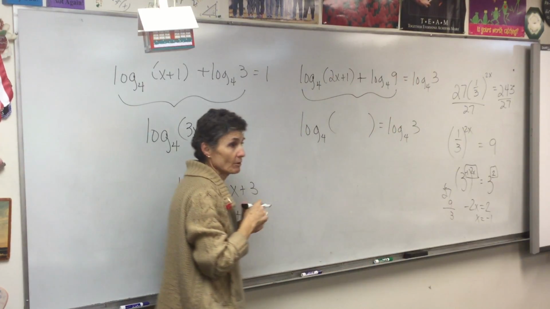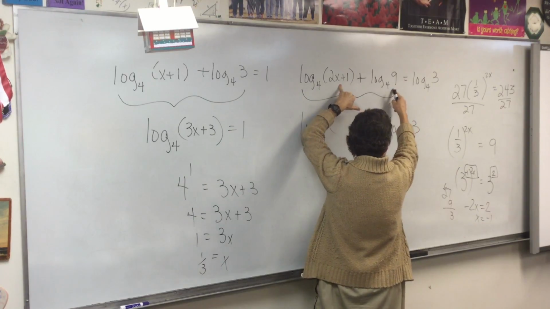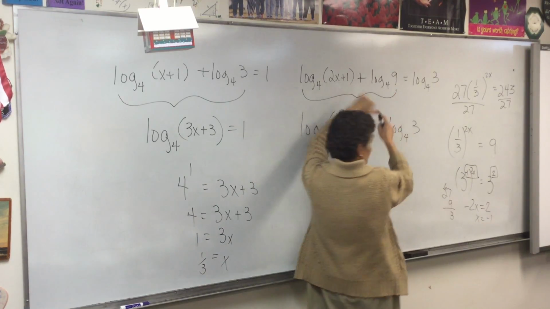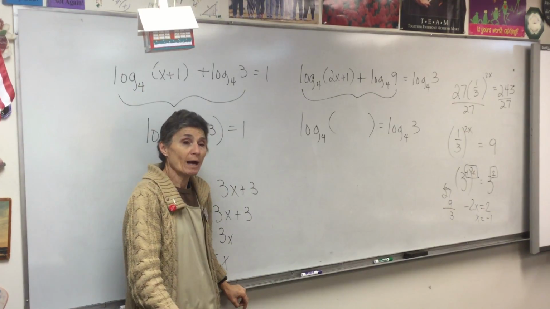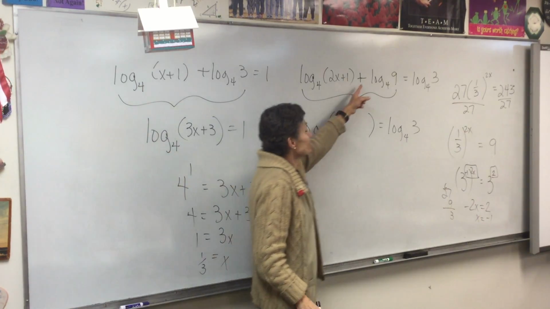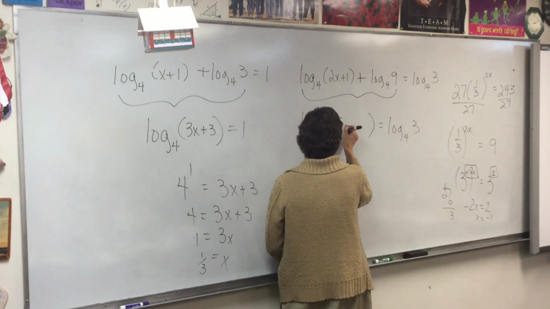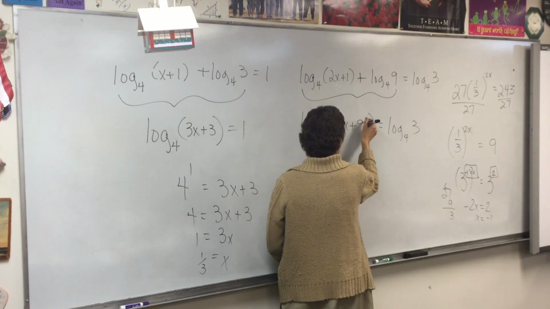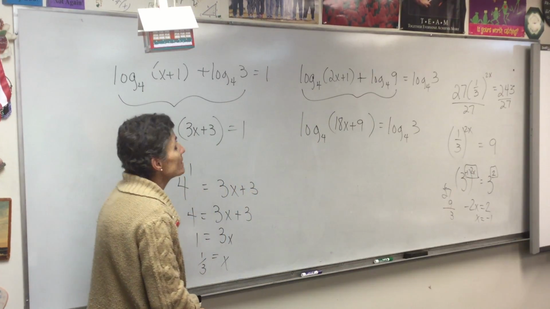When I put them together, I'm either going to multiply these two numbers or I'm going to divide these two numbers. Which is it going to be? Multiply. And why is it multiply? Because that's an addition. Very good. If it's minus, it's division. Yes. So the 18x plus 9. Then can you cross off the log?